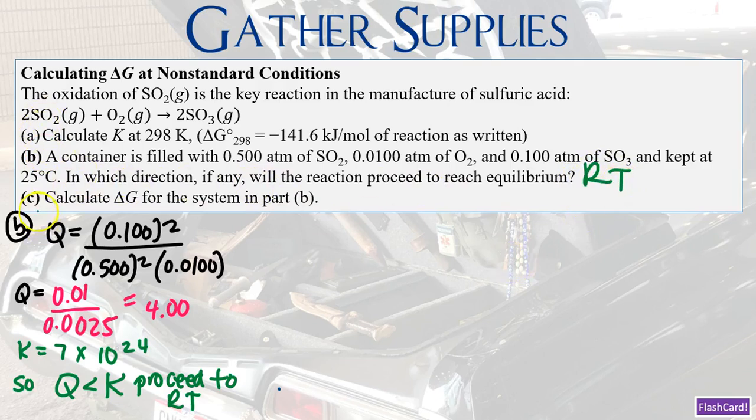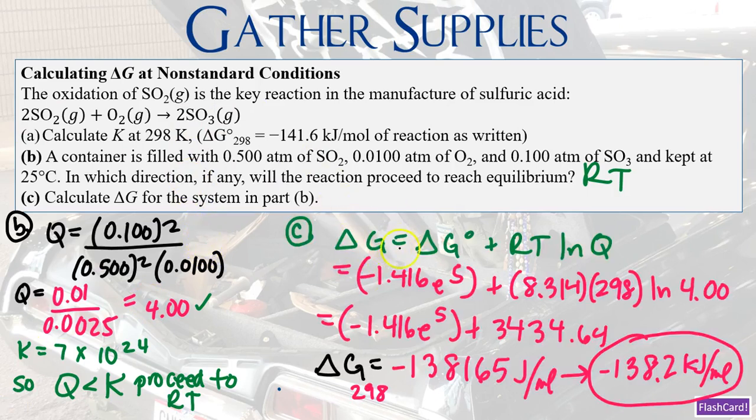Now, for letter C, it tells us to calculate delta G, which is non-standard, for the system in part B. So for this system, we already have our Q value. We already know our temperature, which is 298 Kelvin. We already know the universal gas constant, and they already gave us our delta G naught value for this overall system. So all we're doing is plugging and chugging for letter C. Let's go ahead and get to it. So we know that delta G is going to equal delta G naught plus RT natural log of Q.